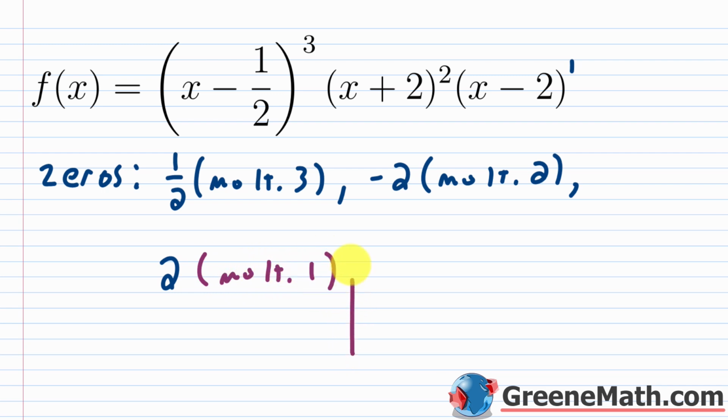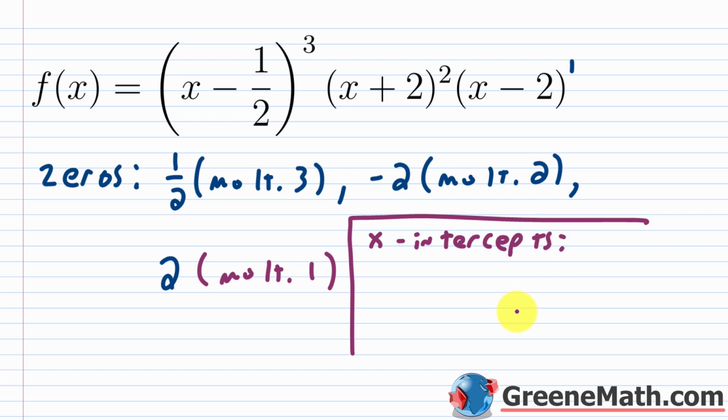So let me make a little border here. And let's think about what we would expect. So these are the x-intercepts. So we're going to have 1 at 1/2, comma, 0. Now the multiplicity for that 0 is 3. So I know that this is going to cross through the x-axis there. And I also know because the multiplicity is 3, it's greater than 1. So it's going to flatten out near that 0.